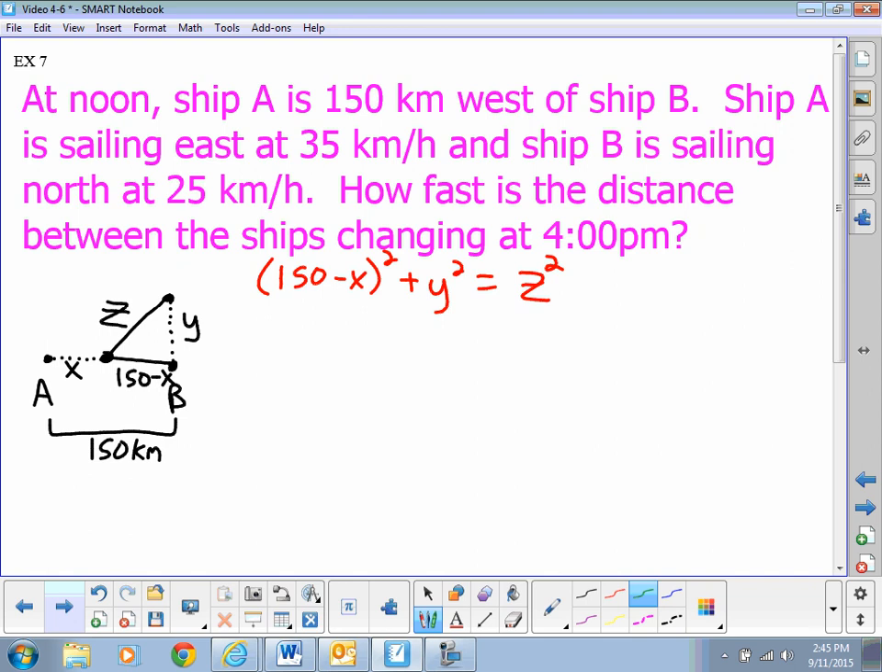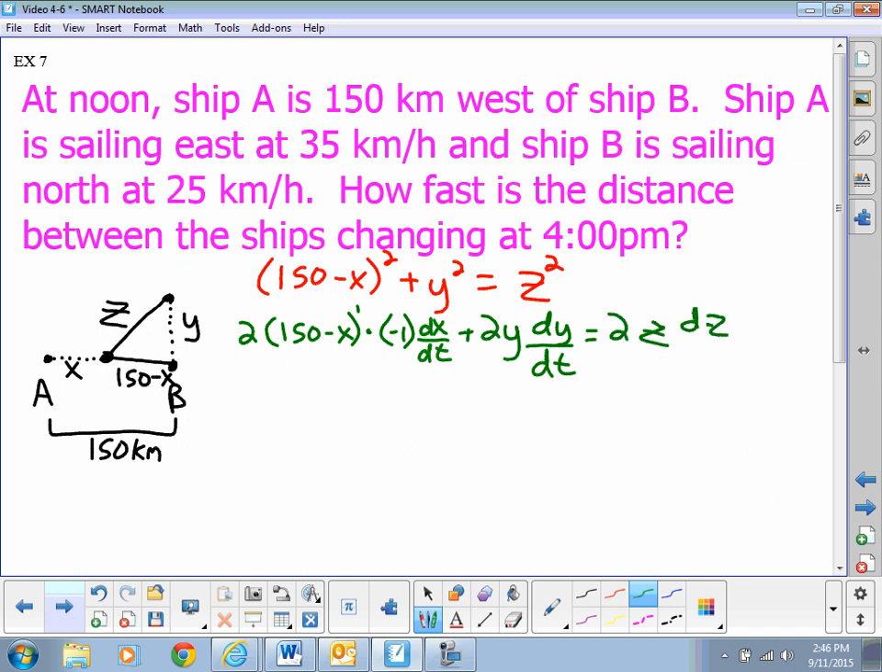With the first part, we're going to have to do a chain rule. So we'll have 2, keep the inside the same. Our exponent now is really 1. And then we've got to do times the derivative of the inside, which would be negative 1, and then we'll have a dx dt. So the 150 goes away, but then the negative x, its derivative is negative 1 dx dt. Now the y, that one's a little easier, plus 2y dy dt. And then we'll have equals 2z dz dt.